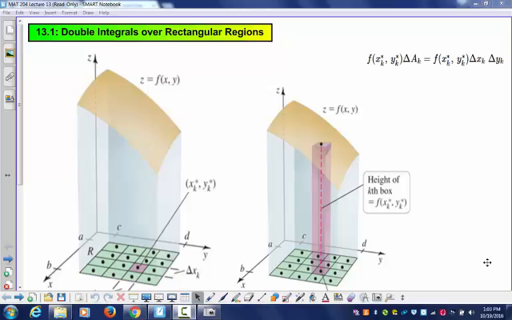All right, so today we get to do some cool stuff. We get to do integration where the domain is not just an interval.